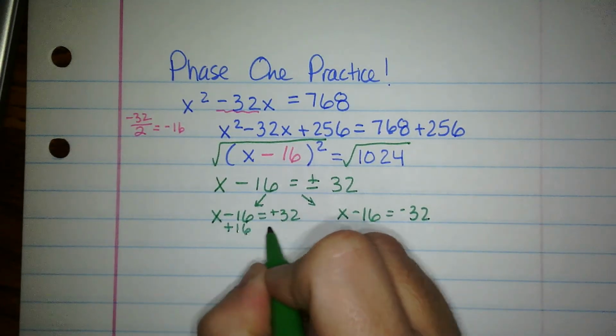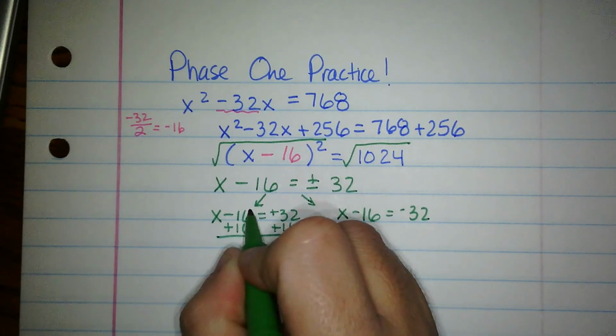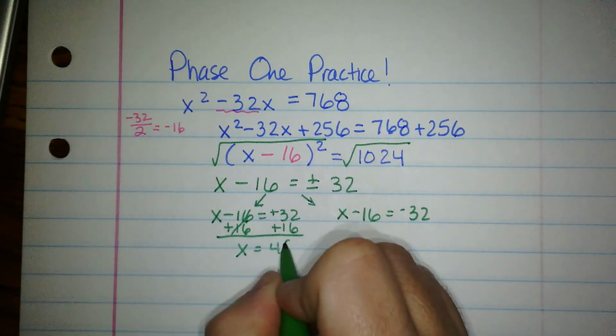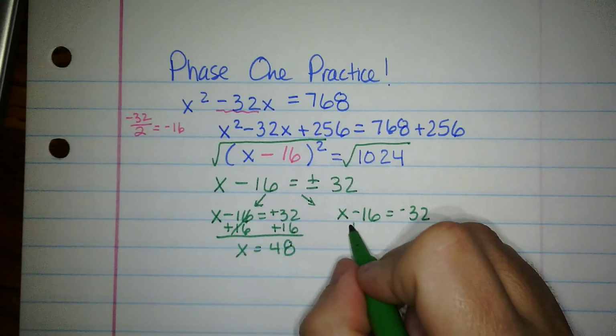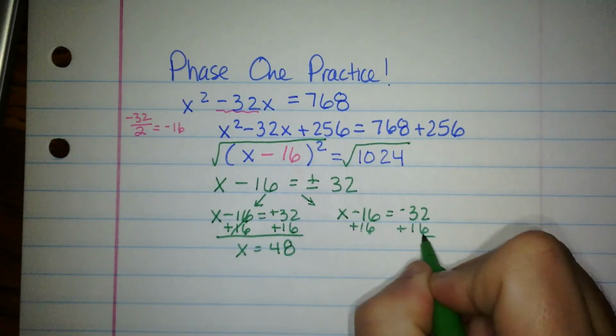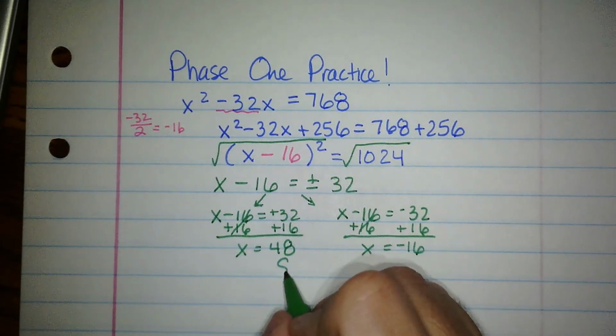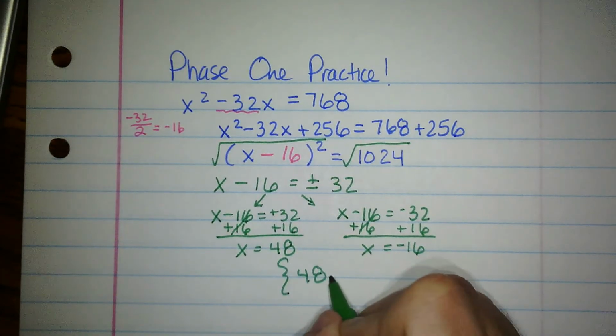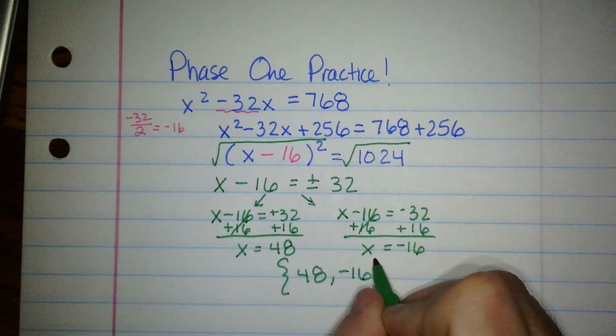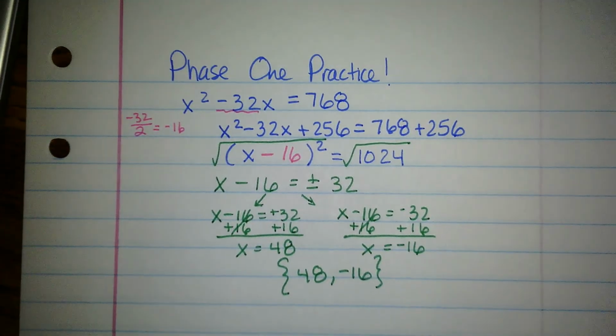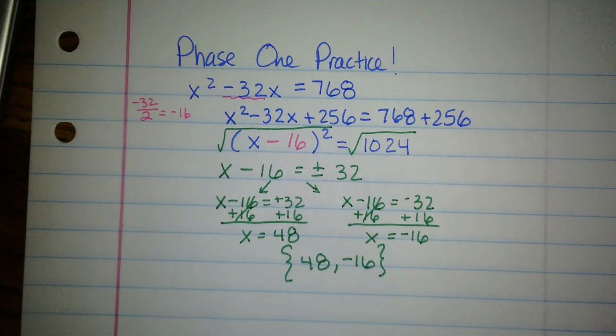We're going to add 16 to both sides of the equals. This is where your 48 comes from, positive 48. And when I add 16 to the other side, you get negative 16. So again, our roots, our solutions, our zeros, our x-intercepts, they're all the same thing. This is your final solution. Phase one complete. Let's move on to phase two, where they get a little bit more difficult.